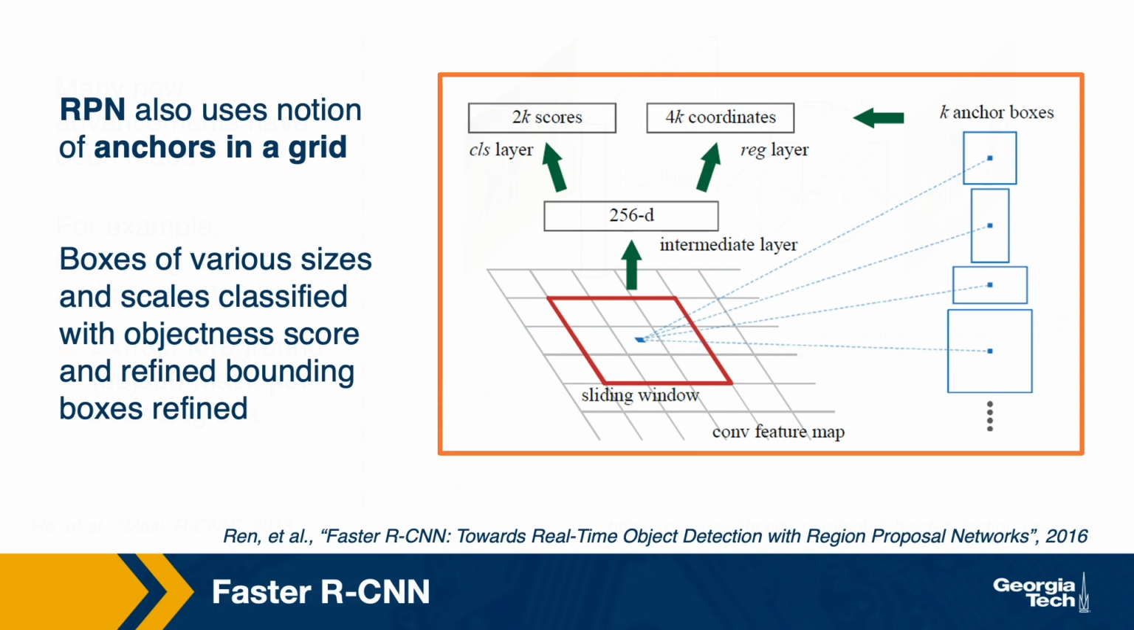And then we'll also regress to 4k coordinates. These are, again, the 4 coordinates per bounding box where we're refining the object bounding box, because these anchor boxes might actually not perfectly overlap on top of the objects that we care about. And so again, this allows us to explore boxes of various sizes and scales along with objectness scores and refined bounding boxes, and doing this in a way where we're not outputting a variable number, but rather a large number.